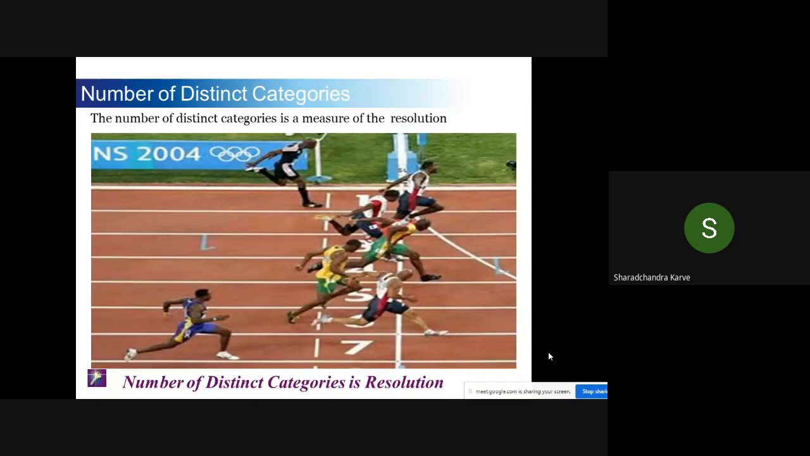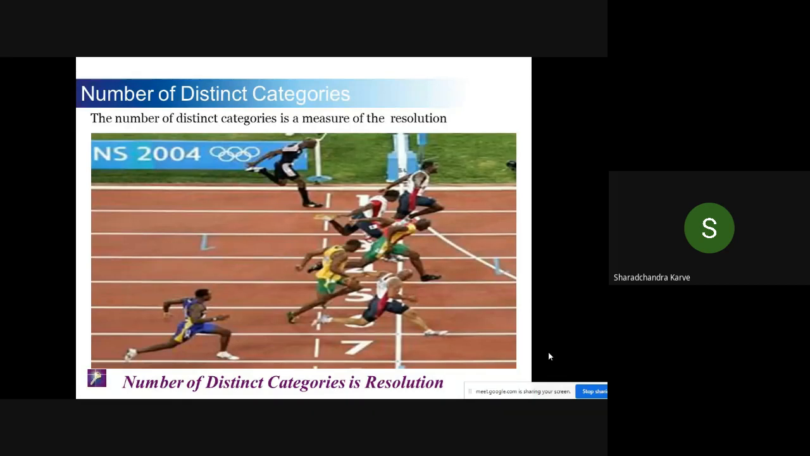Which is called a distinct category, but it is nothing but the resolution of the system, or you can call it the least count of the process. So what is important? The slide shows you a 100-meter race, and in a 100-meter race, the photo finish is decided by just 100 milliseconds. If you recall, in the Los Angeles Olympics, PT Usha lost a medal for India by 100 milliseconds. So the important point is how is the resolution? Now we are very much accustomed to the resolution of the camera in a cell phone.